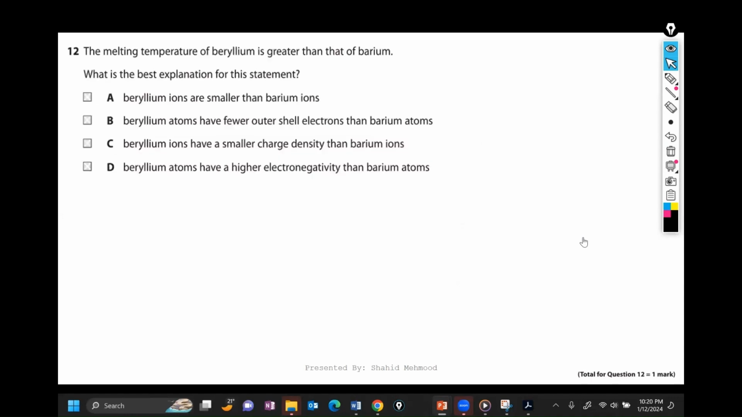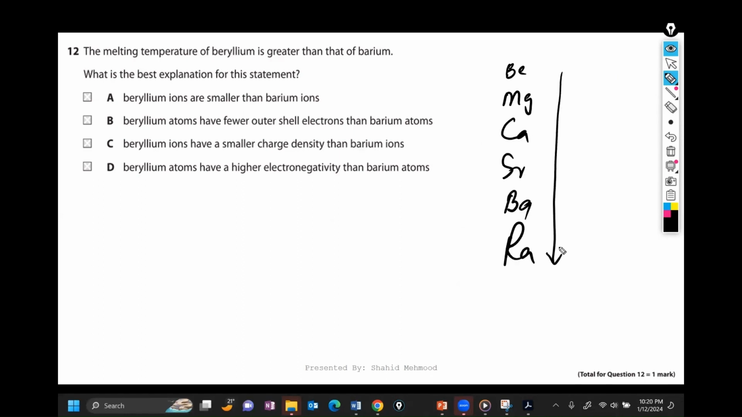Question 12. The melting temperature of beryllium is greater than that of statement. Now, beryllium, magnesium, calcium, strontium, barium, and radium, down group 2. These are alkaline earth metals, so we will explain this on the basis of metallic bonding. And you must know what a metallic bond is: the electrostatic force of attraction between the positive ions in the sea of delocalized electrons.